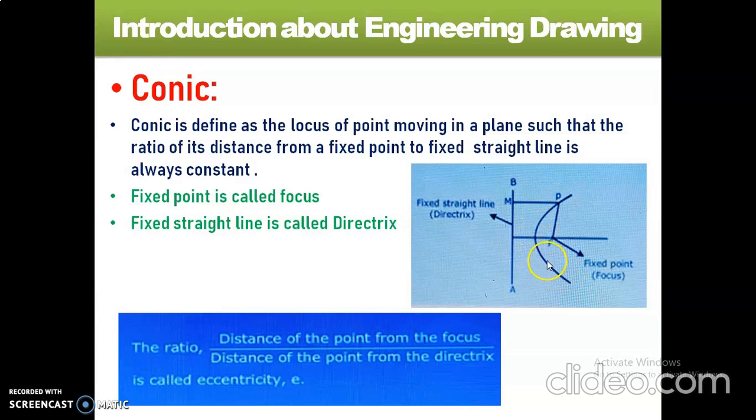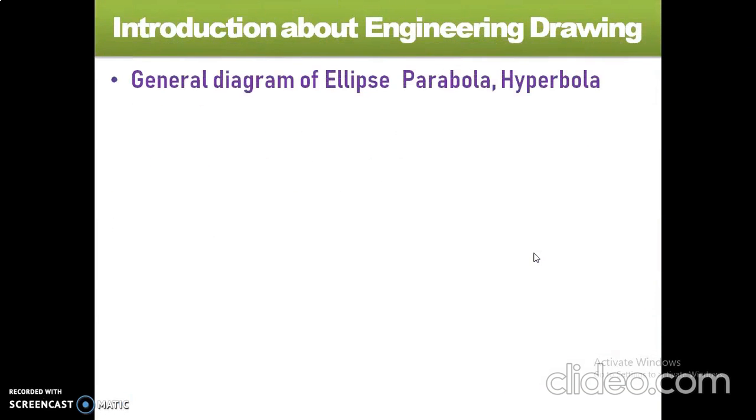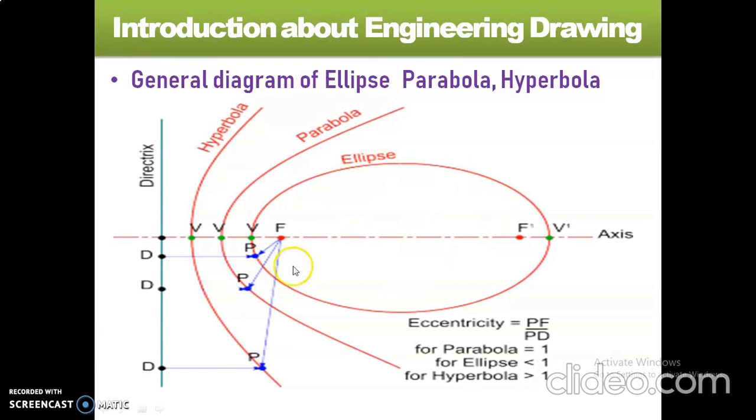Next, general diagrams for the ellipse, parabola, and hyperbola. So this is a general diagram. This is an elliptical shape. This is a focus point of the ellipse. This one is a vertex point and this one is also a vertex point. For an ellipse we have two vertex points, vertex point 1 and vertex point 2, and we will have two focus points.